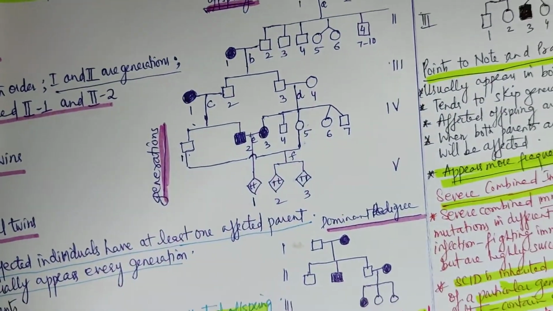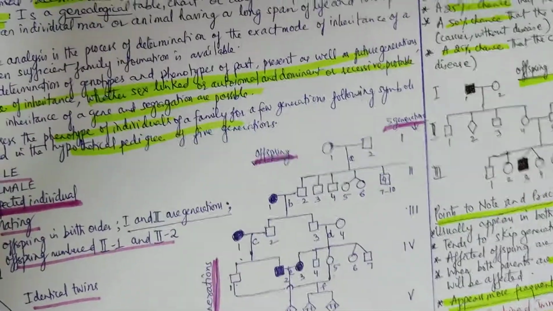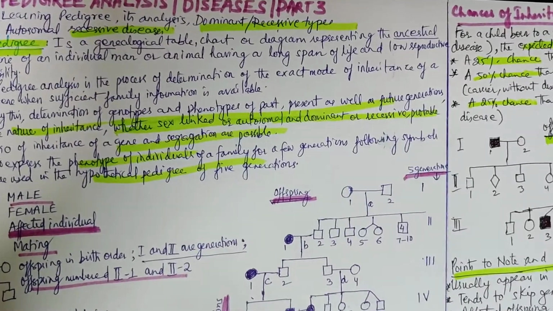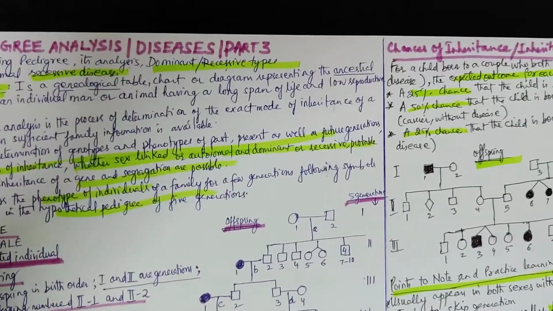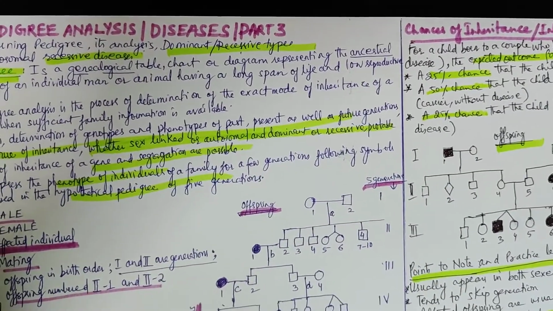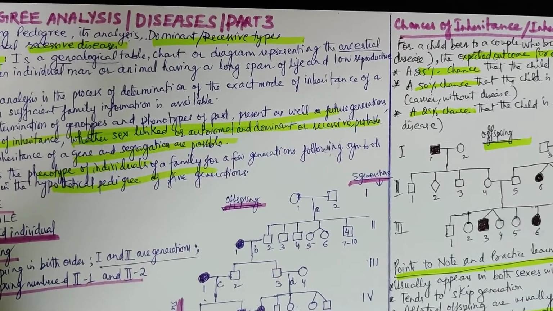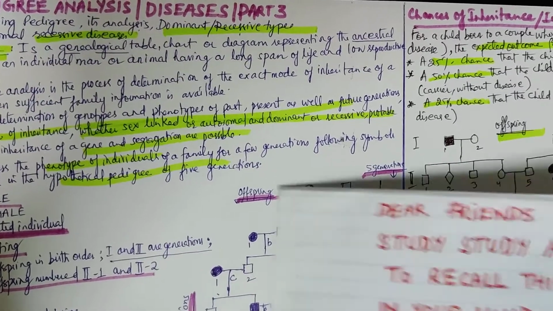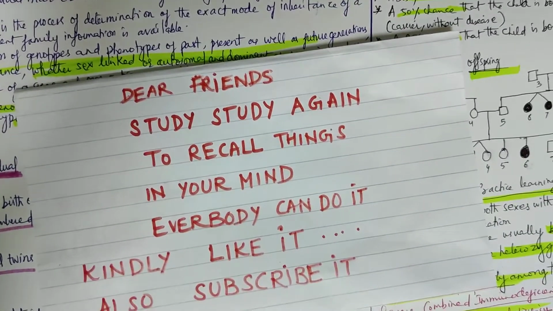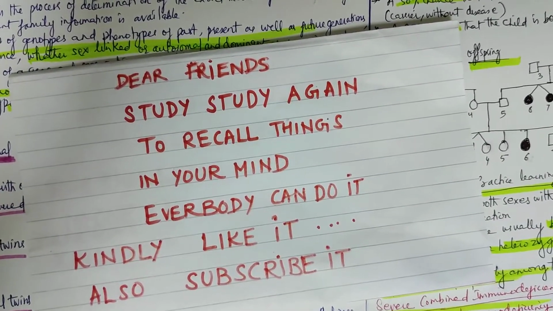This is all about the pedigree analysis, children. You have to study it again and again, watch the video again and again, try to memorize, and try to make small notes of your own, and understand the affected region with the colored structure. Dear friend, study again to recall things in your mind.